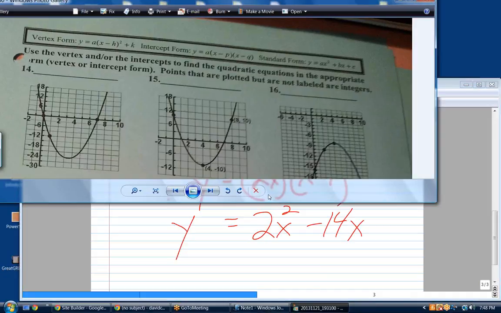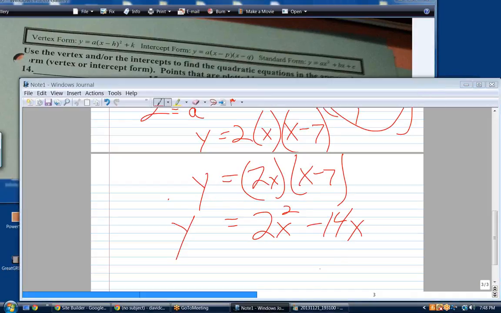Now, would you recommend writing the 0 or just leaving it? Leaving it like this. Okay. I've never, ever seen it written like that. Ever. Okay.